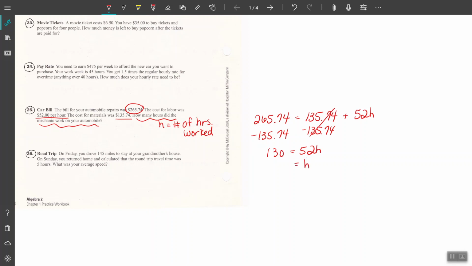All right, and then when we divide through by 52, we will get 2.5 hours. So the mechanic worked 2.5 hours and got paid $52 per hour, and then the cost of the materials added to that gave the total bill of $265.74.